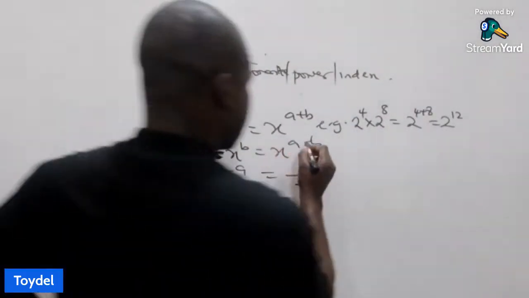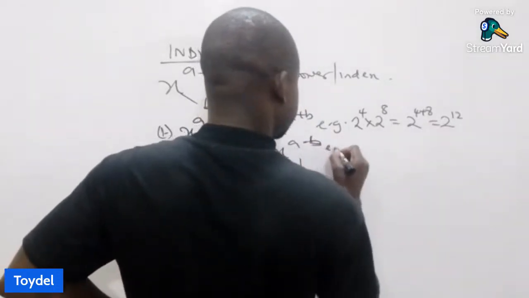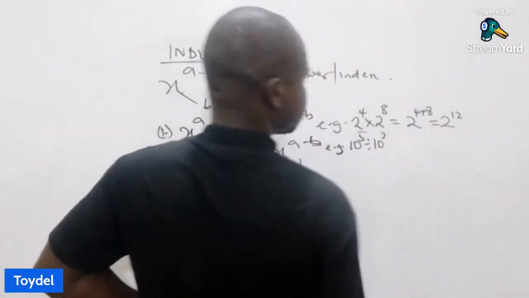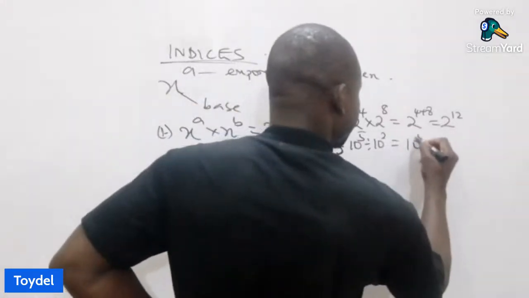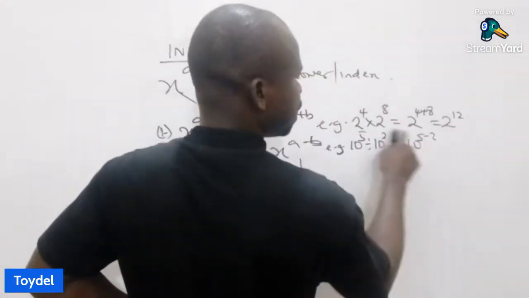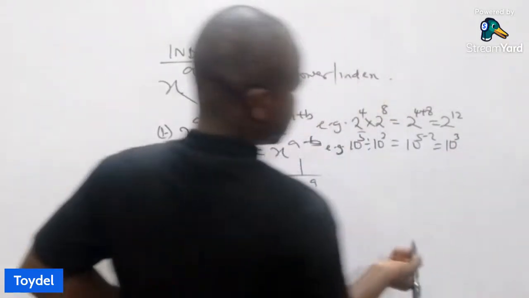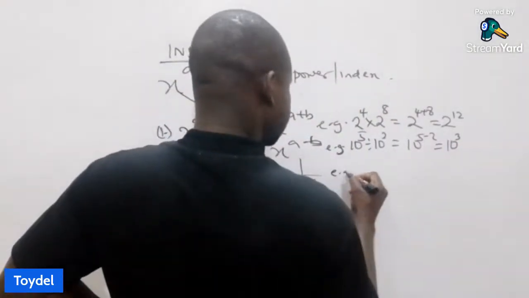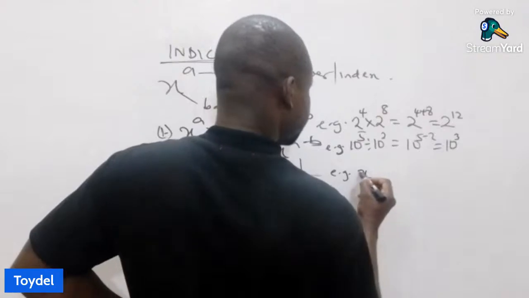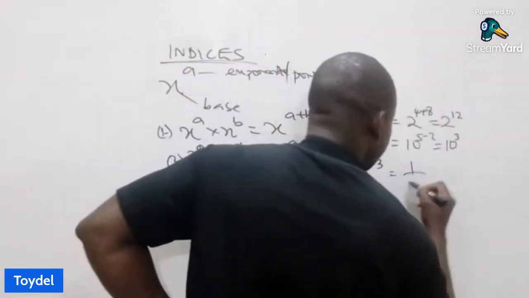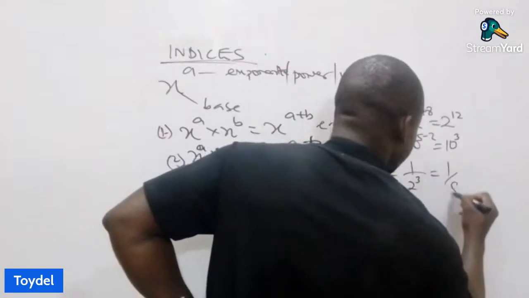In the case of division, for example, if you have 10 raised to power 5 divided by 10 raised to power 2, this will just give us 10 raised to power 5 minus 2. When it's division, you subtract the powers. When it's multiplication, you add. This will give us 10 raised to power 3. Then, for example, if you have 2 raised to power minus 3, this is the same thing as 1 over 2 raised to power 3, and it's going to be 1 over 8.